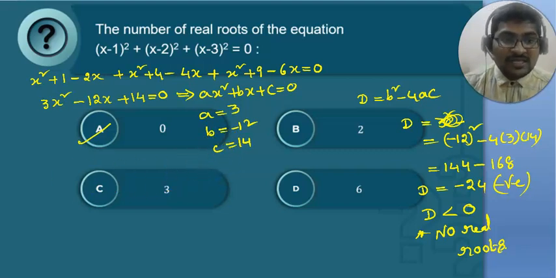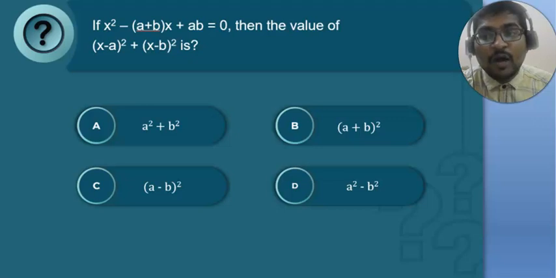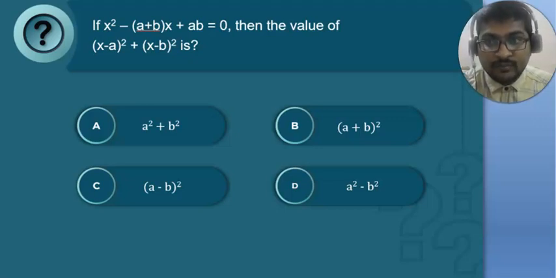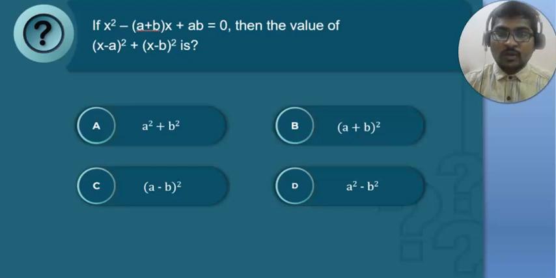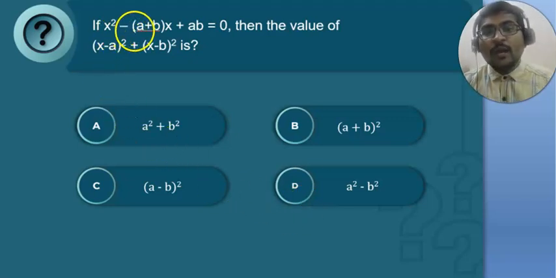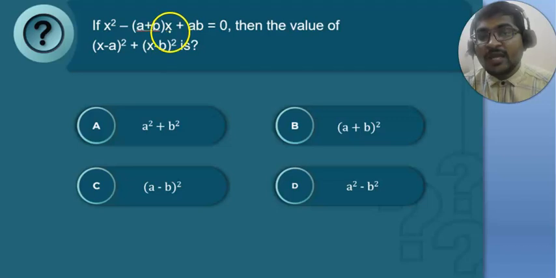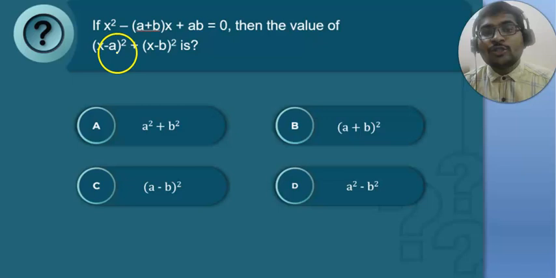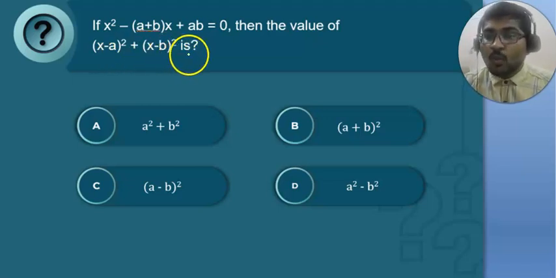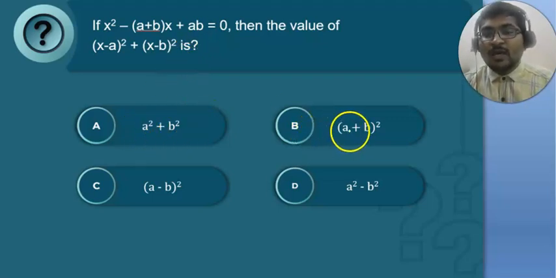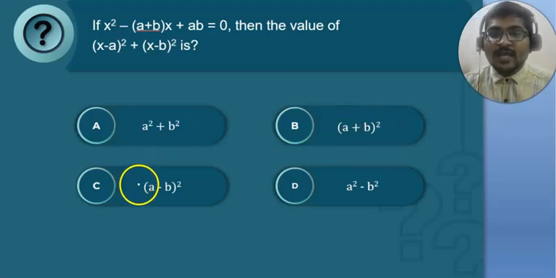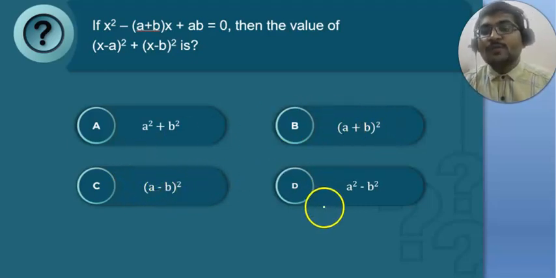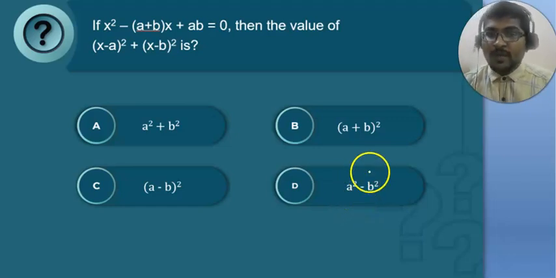So let us discuss, my dear students, one more question related to quadratic equations. Please look here. If x square minus (a plus b) into x plus ab equal to 0, then the value of (x minus a) whole square plus (x minus b) whole square is what? Option A, a square plus b square. Option B, (a plus b) whole square. Option C, (a minus b) whole square. Option D, a square minus b square.